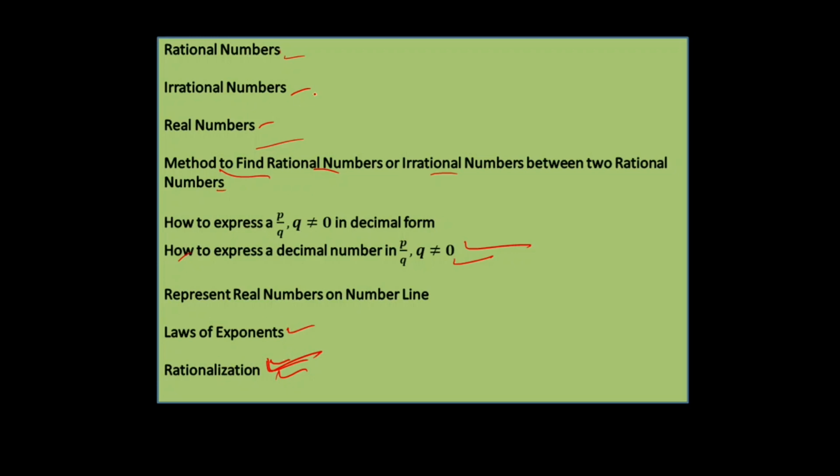So just come to the first topic, rational numbers. Let's pick that first, rational number. So the question here is, what are rational numbers? Rational numbers are those numbers which can be written in the form of P over Q, where Q should not be equal to 0.